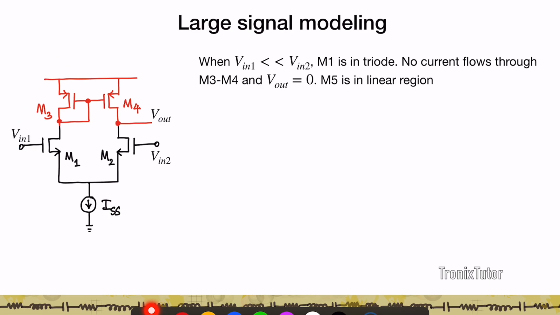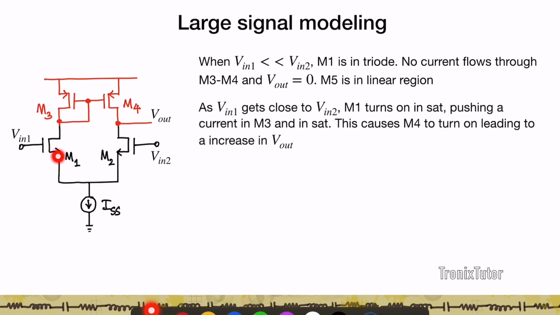So let's look at the large signal modeling of the circuit. Let's assume that I've applied Vin1 and Vin2 to the differential pair, and my output is Vout. Now when Vin1 is much smaller than Vin2, M1 is in triode region. When M1 is in triode region, no current flows in M3, which means no current flows in M4, and therefore this Vout is a value close to 0 because M2 also remains in linear region.